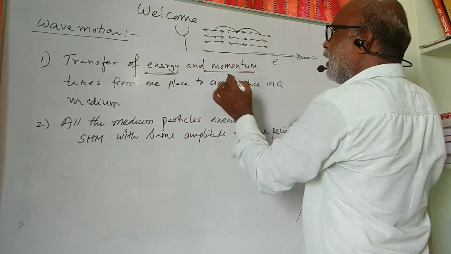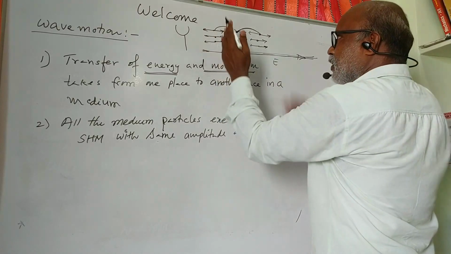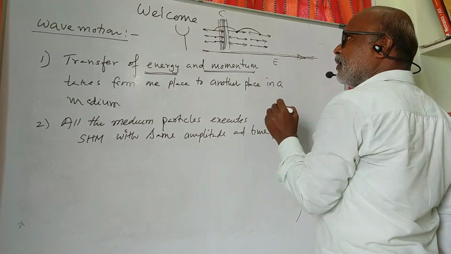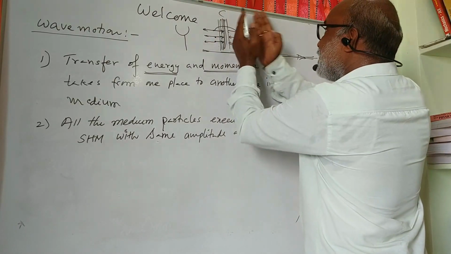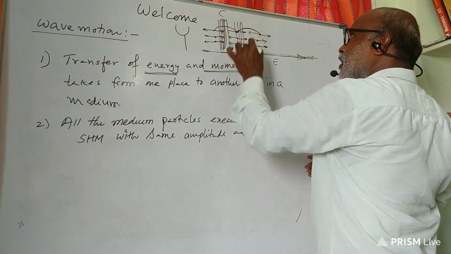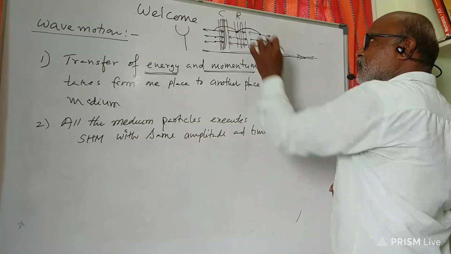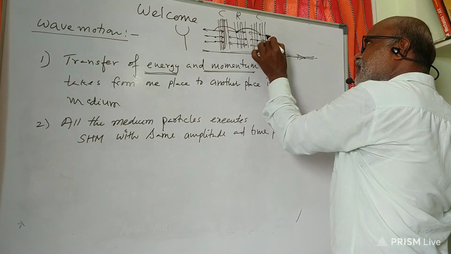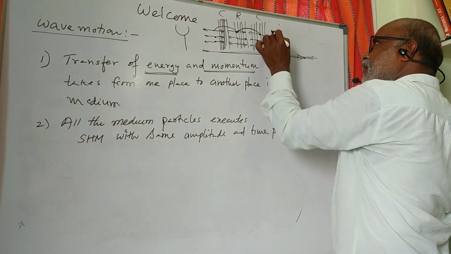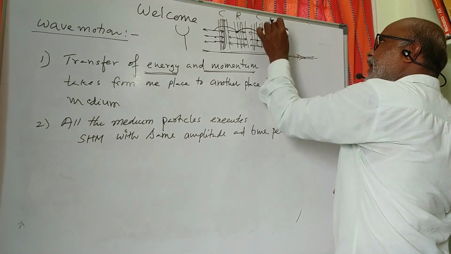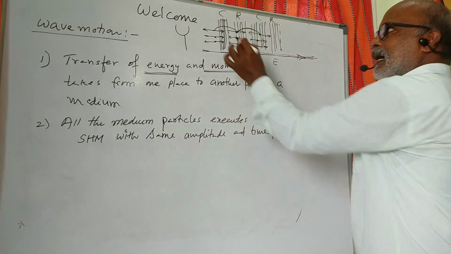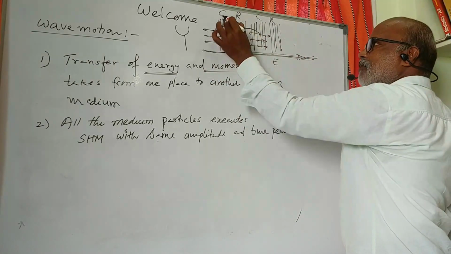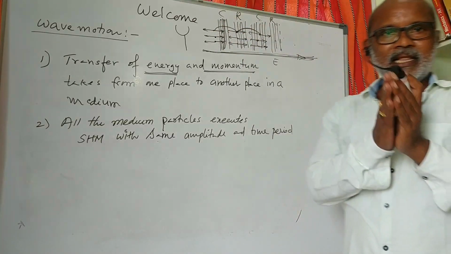But during that, what happened? Compressions and rarefactions are developed. While the particles are coming closer to each other, a compression is formed. In the region where they are moving away from each other, a rarefaction is formed. So alternately, during vibrations, if a compression is formed in one region, in the immediate neighborhood we will find a rarefaction. So energy transfers in the form of compressions and rarefactions. This is the important point.